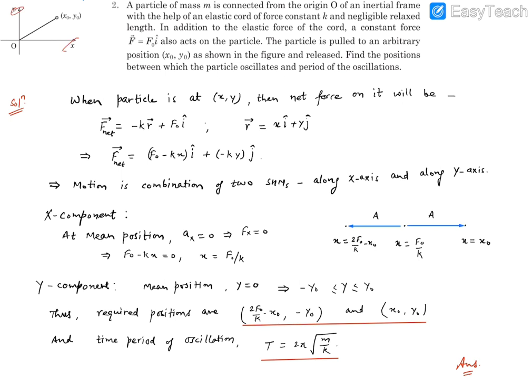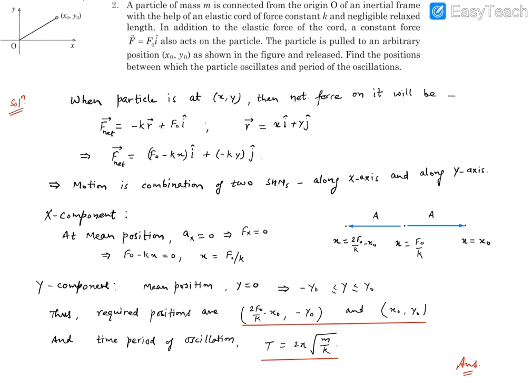So this is the xy coordinate system, and this is a cord by which this particle has been attached and located at this arbitrary position. Along with this cord, this force is also acting. Now let's consider when the particle is at a general location x comma y. Then the net force on the particle is F net equal to the force because of the string as well as the externally applied force F naught i cap. Since this is an elastic cord or string, the force of the string is going to be minus k r vector, where r is the position vector of the particle.